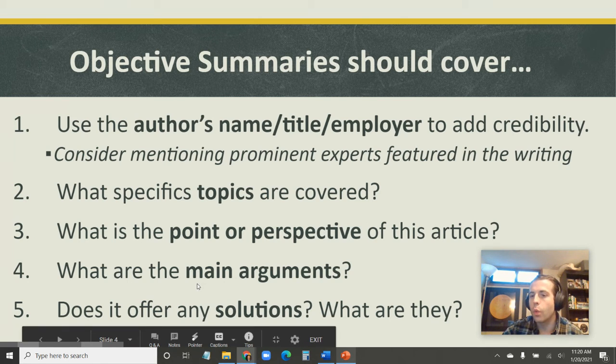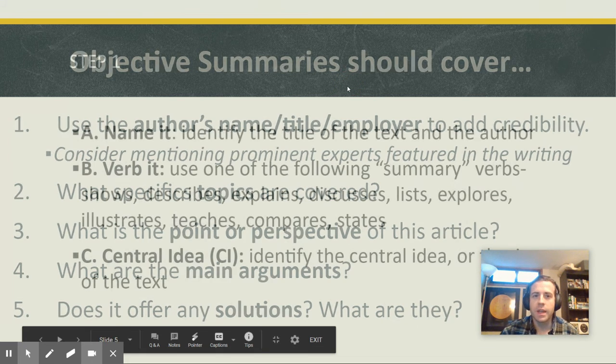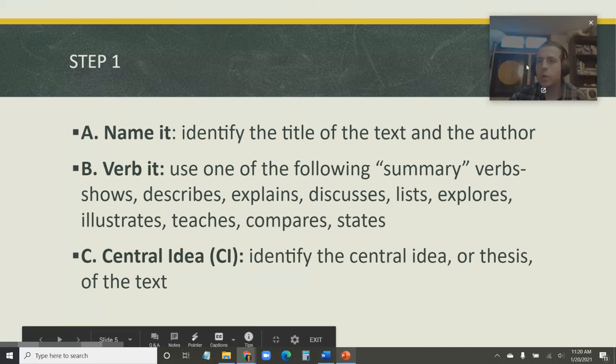So get to the why. So what are they talking about and why are they talking about it? Becomes really important. So those are the main parts. And how do we do this? So I'm going to give you a 2-step process.